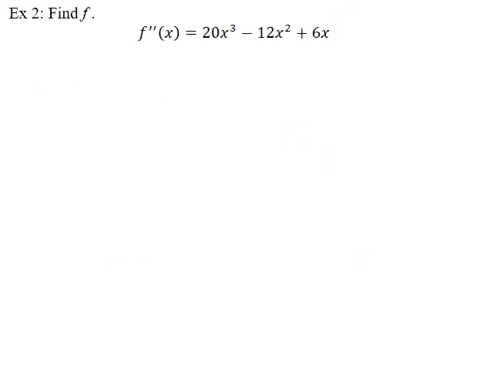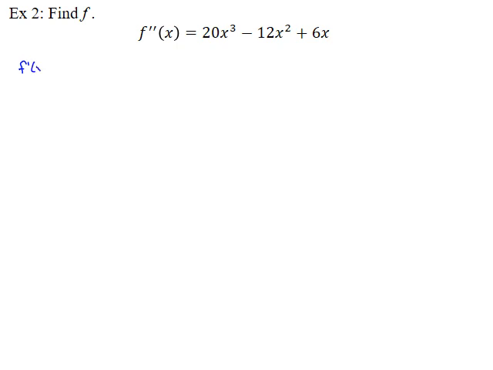All right, what if you have to do it twice? What if I give you the second derivative of a function and ask you to get back to the original function the best you can? So we've got f double prime of x is 20x cubed minus 12x squared plus 6x. You can't just jump from the second derivative to the original, so we have to go one by one.